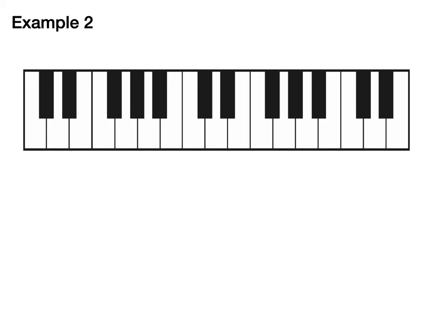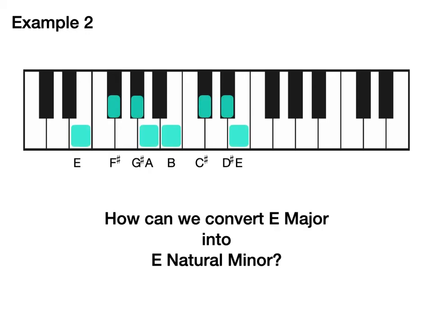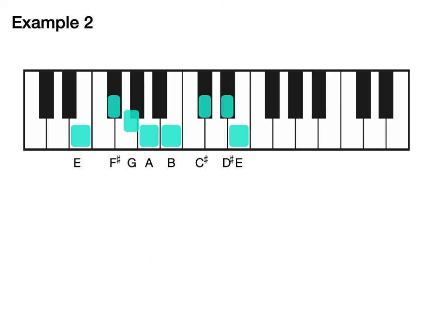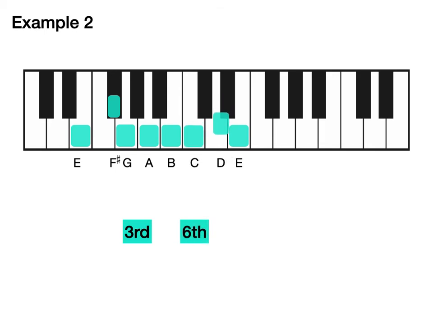Let's do another example. We're going to see how we can convert E major into E natural minor. So this is a slightly different method to using the circle of fifths. Here we go. I wonder if you can remember. We flatten the third. We then flatten the sixth. And we flatten the seventh. And there you have it, E natural minor. Let's write it out on the stave.